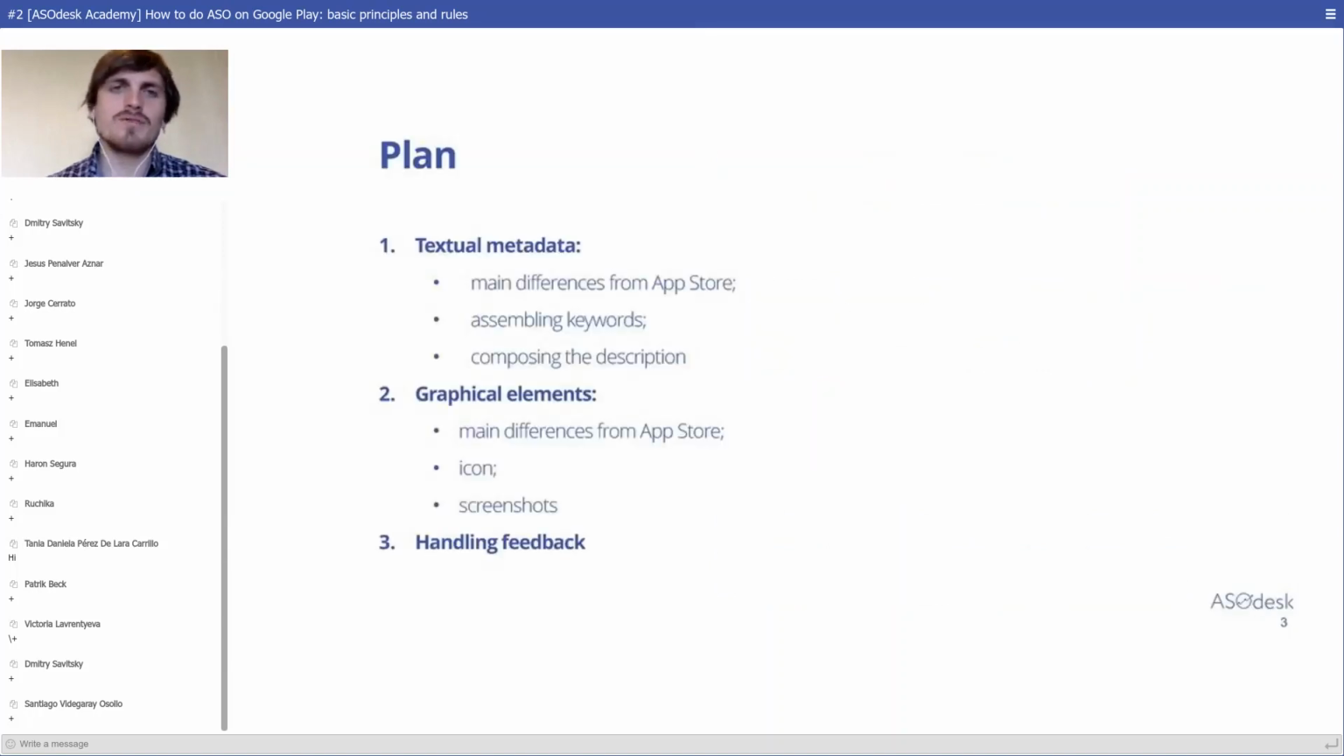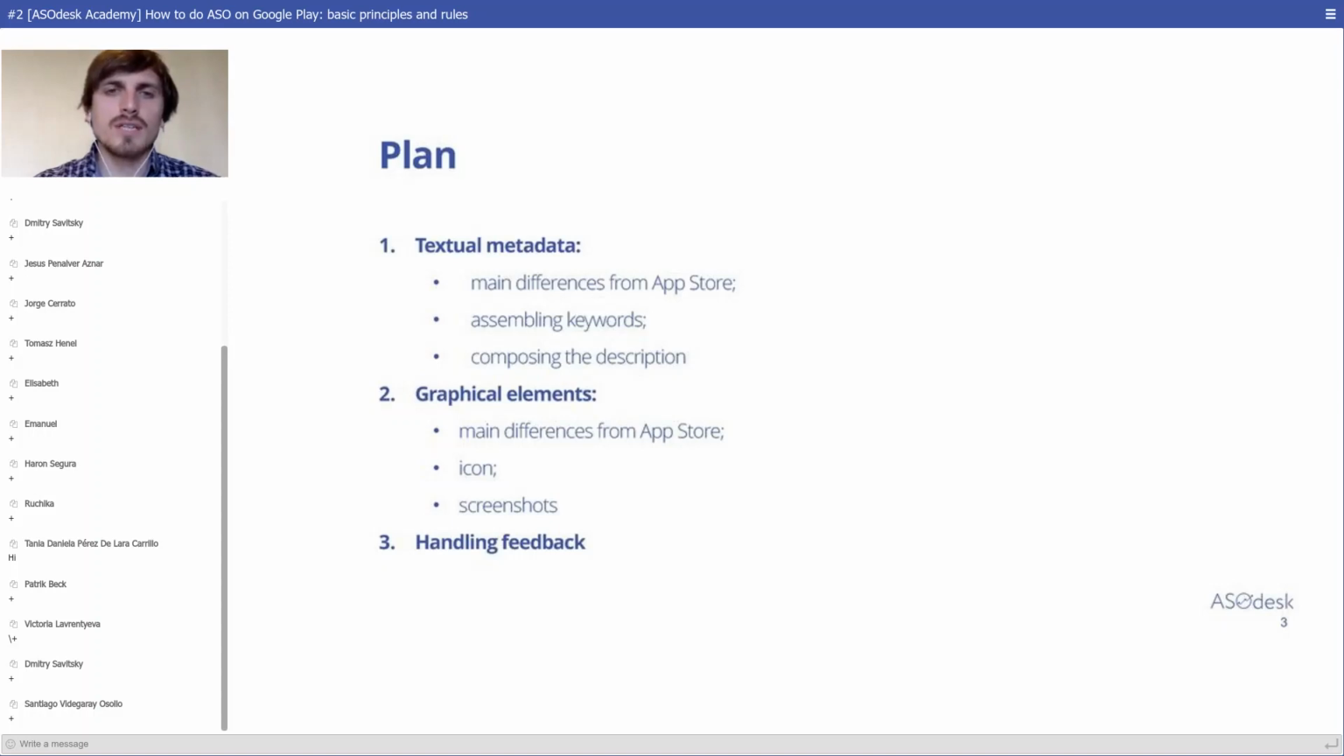So, a plan for today about Google Play App Store optimization. I divided the content into 3 main parts: textual metadata, graphical elements, and handling feedback. In textual metadata, we'll be talking about the main differences from the App Store. We'll talk a bit about assembling keywords, or assembling the semantic core, for an Android app, and I will share with you some ideas on how to compose the right description for your app.